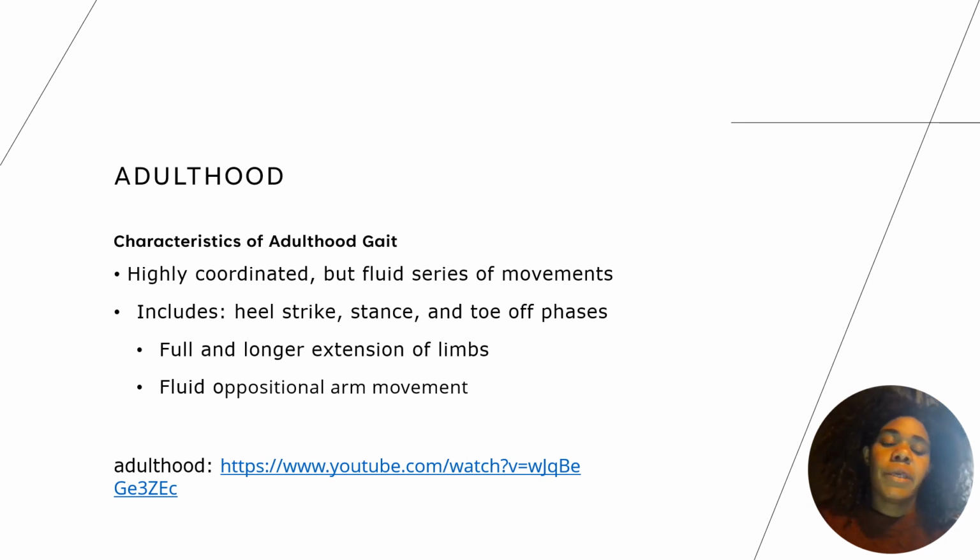So in adulthood, we're looking at a highly coordinated yet fluid series of movements, right? So they're highly coordinated, a lot of things happening at once, but it's fluid. So if you're looking quickly, it might not look like so much is happening, but there is a lot. So we're looking at a heel strike, a quick stance, toe-off phase. We're looking at full extension of longer limbs, so longer strides, right, because their legs are longer than children, and then a fluid oppositional arm movement, right? They also have a narrower stance. They don't need to stand with their feet a little wider than shoulder width apart anymore because the balance has been established for a longer period of time.